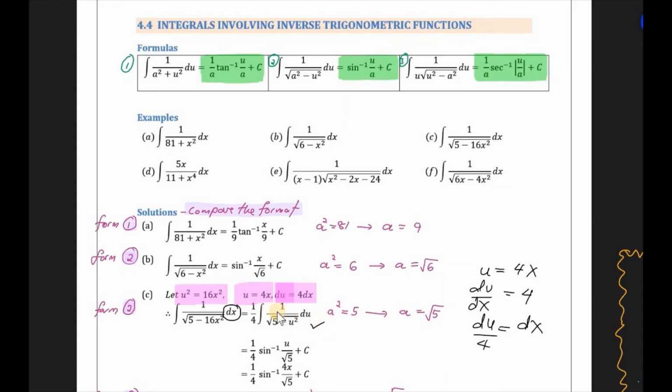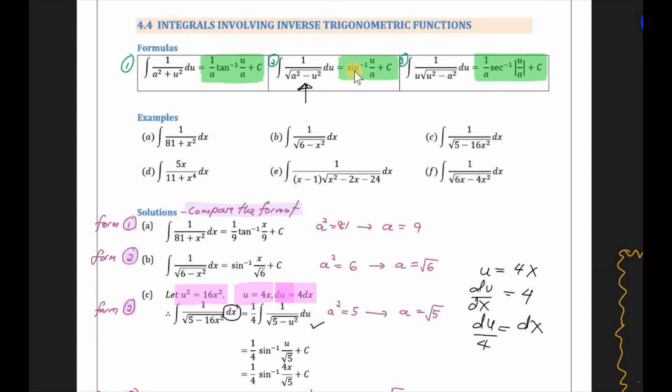And then only we can compare to the above formula or the above format. It looks like format number 2. Such that our A squared is 5. So A is square root 5. And the U squared is in terms of the U. So then we can put the answer.